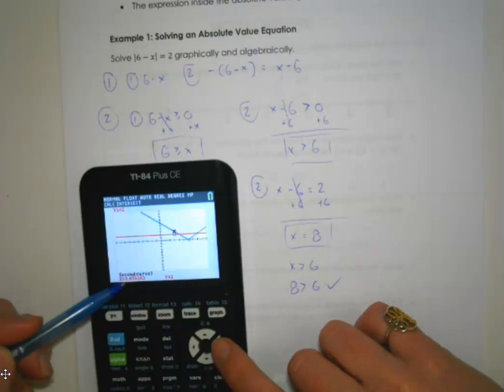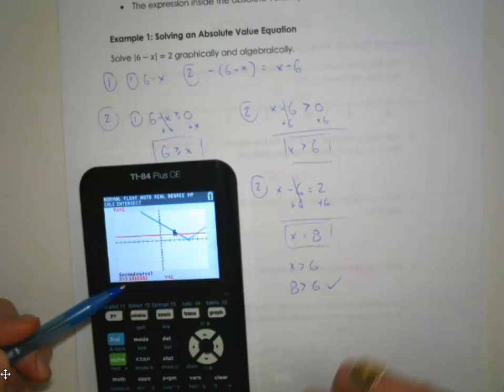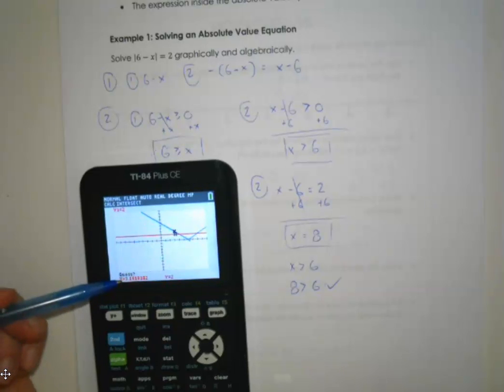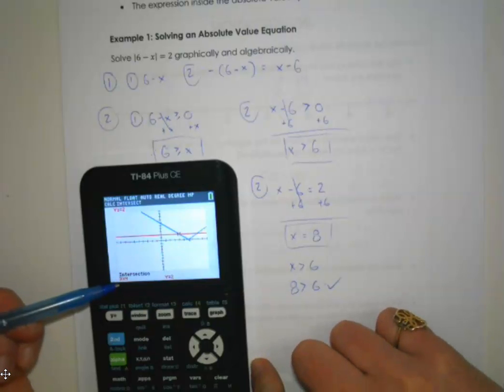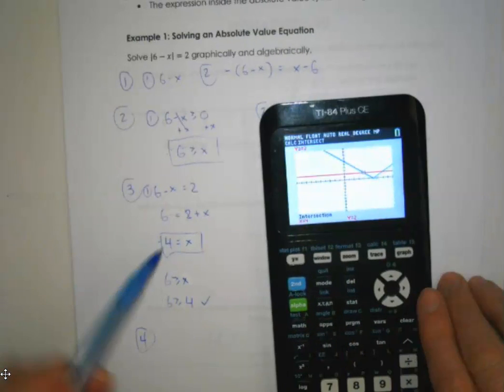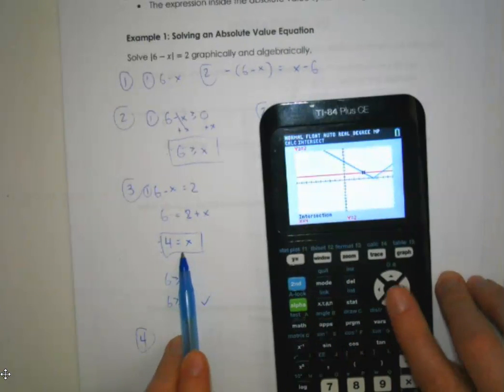jumps up and asks you second curve. We're already pretty close to the intersection, so I'm not going to move it much more. So you just hit enter, and then it'll say guess. So you hit enter again. And then it says intersection is at x equals 4, y equals 2. And so we can see that our solution x equals 4 is valid.